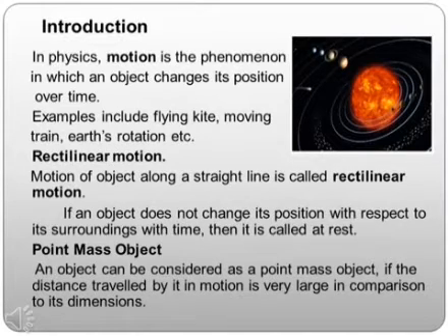In physics, sometimes we use the concept of a point mass object when describing the motion graphically. What is a point mass object? An object can be considered a point mass object if the distance traveled by it in motion is very large in comparison to its dimensions.